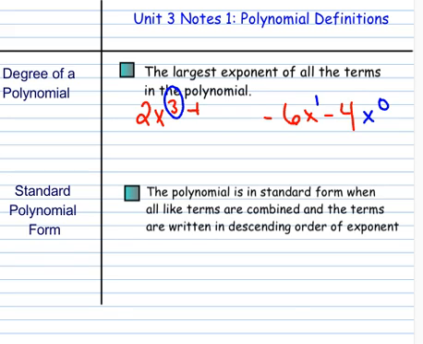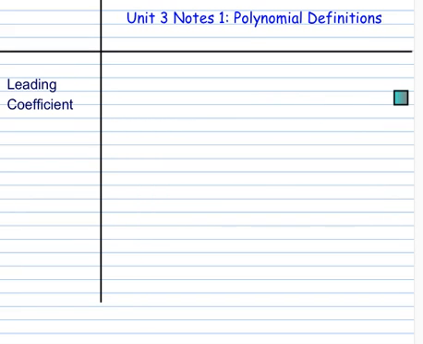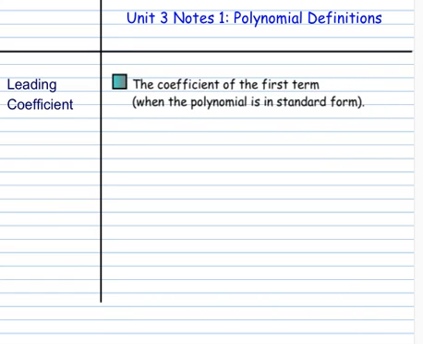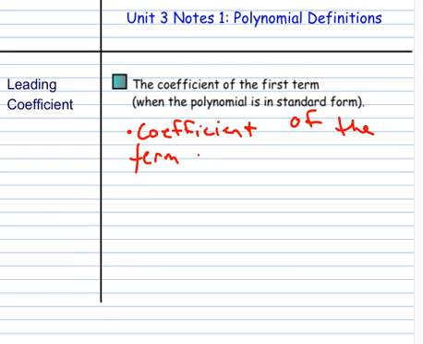Just make sure you put them in order. Put the largest one out front. And then that goes to the next one, the leading coefficient. So leading coefficient, the coefficient of the first term. Or, I like to say it's the coefficient of the term with the largest degree. So I just find the term with the largest degree. So I'll write that example down.